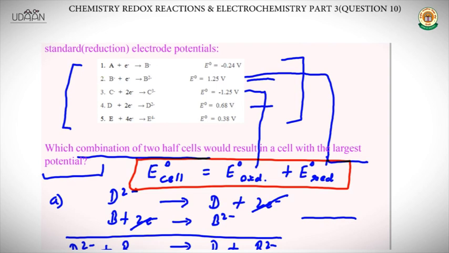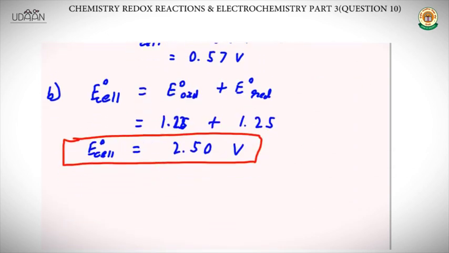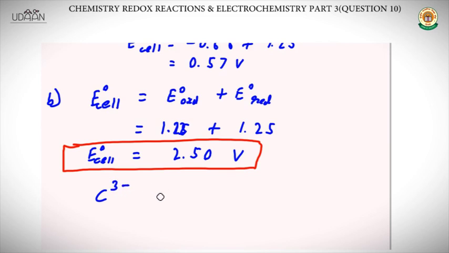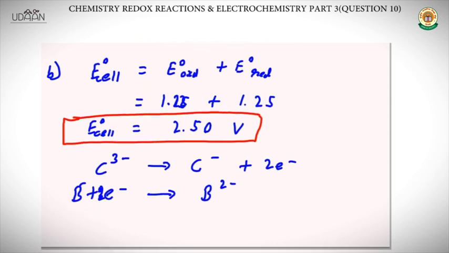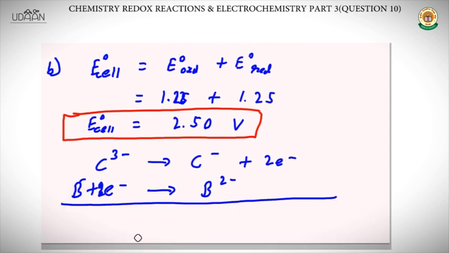Here we have used this reaction: C3 negative gives C negative plus 2 electrons, and B plus an electron gives B plus 2 electrons, B negative plus an electron gives us B2 negative. These are the two half cell reactions, and from here we can easily write the full reaction. This should be written for the sake of convenience, and this is helpful in many questions.